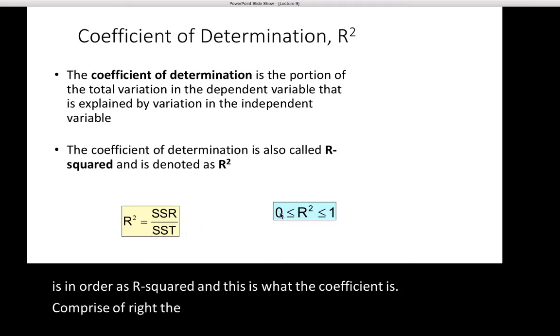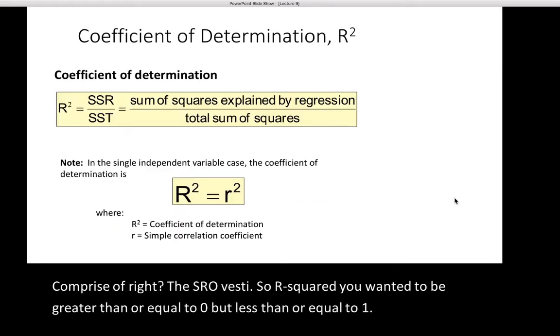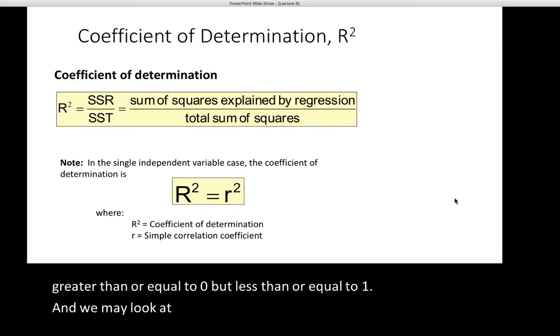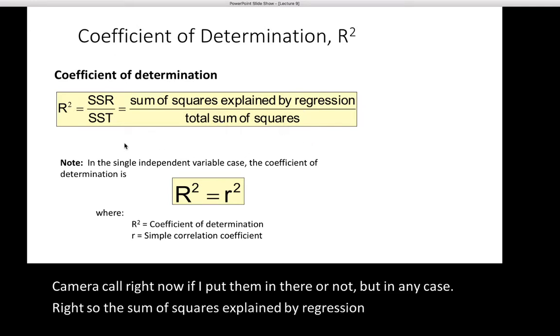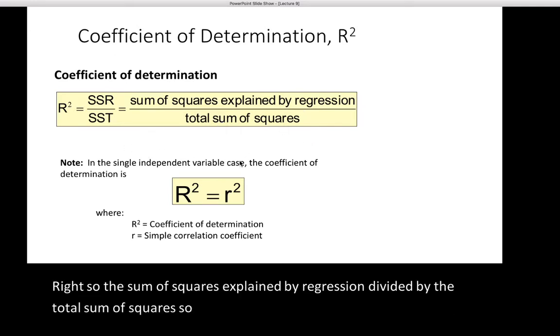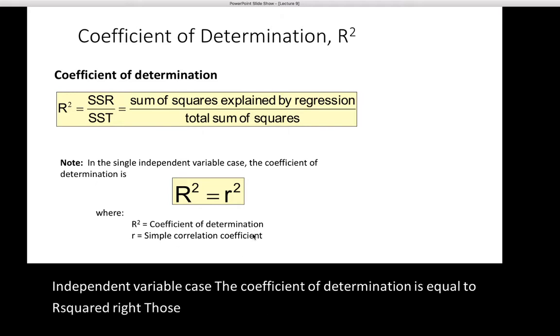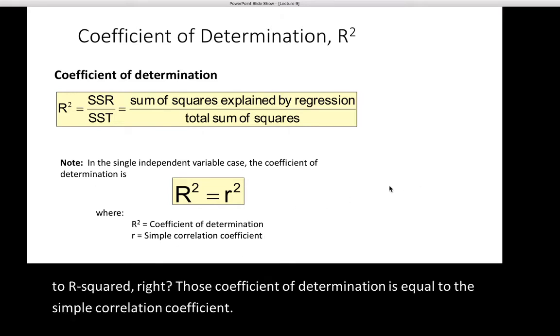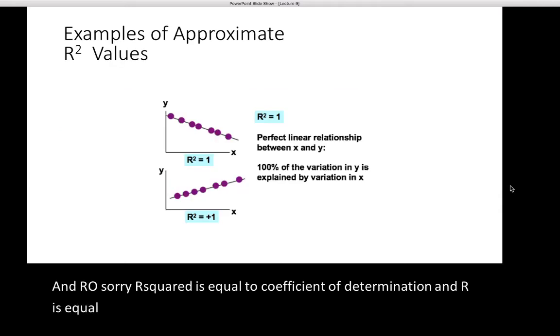So r squared, you want it to be greater than or equal to 0, but less than or equal to 1. And we may look at r squares in the lab. So it is the sum of squares explained by regression divided by the total sum of squares. In the single independent variable case, the coefficient of determination is equal to r squared, right? r squared is equal to the coefficient of determination, and r is equal to the simple correlation coefficient.